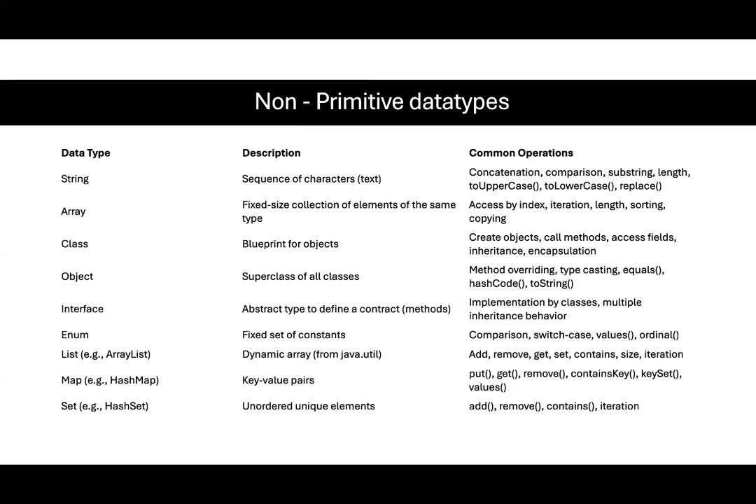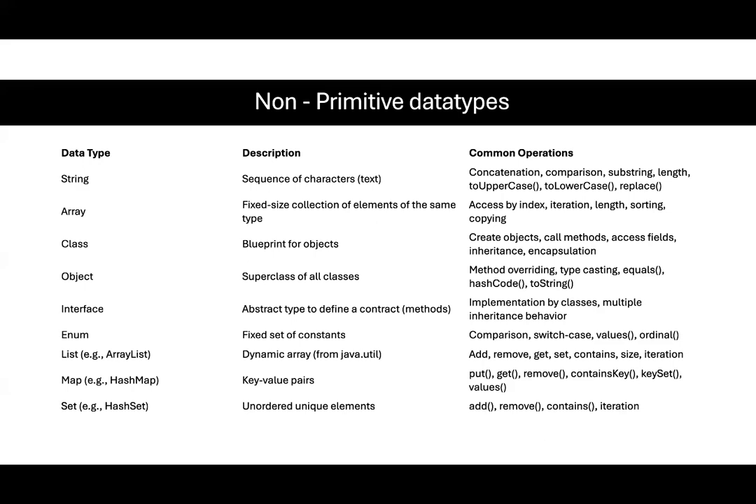Then we have class. A class is nothing but a blueprint of objects. The common operations we perform are creating objects, calling methods, accessing fields, inheritance, and encapsulation. Object is the super class of all the classes, at the topmost hierarchy. The operations are method overriding, typecasting, equals, hash code, and to string.